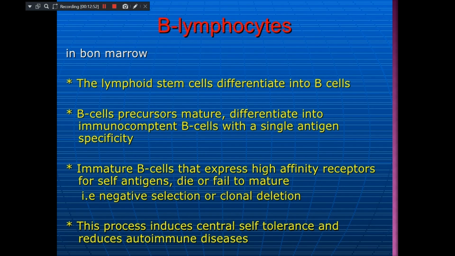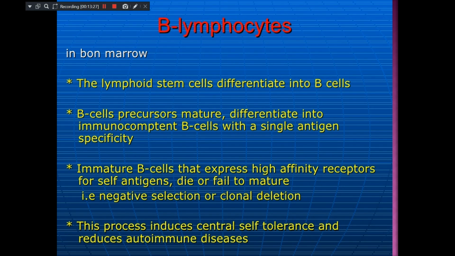Especially if you look into the immature B cells, these immature B cells sometimes have high affinity receptors for self antigen and die or fail to mature. Some immature B cells express very high affinity for the self antigen. Self antigen means the protein of our own body, and as a result there would be an immune response, so they will die or fail to mature and they are taken out.